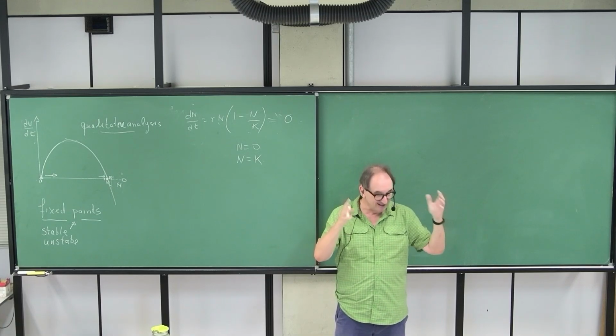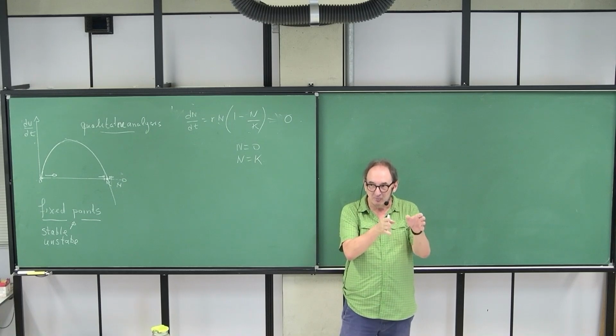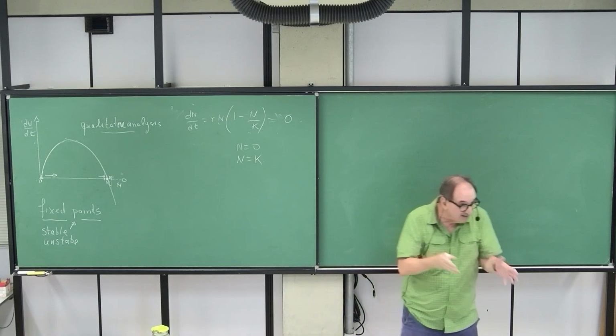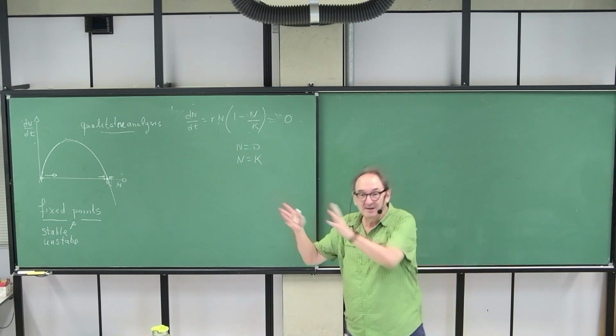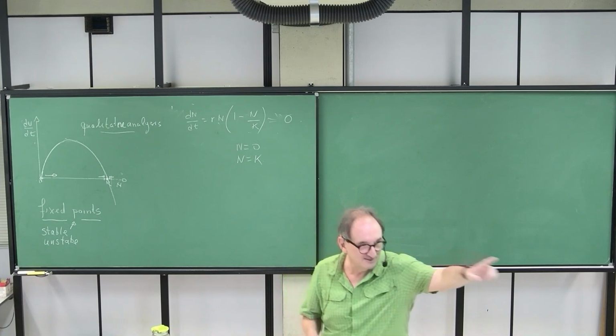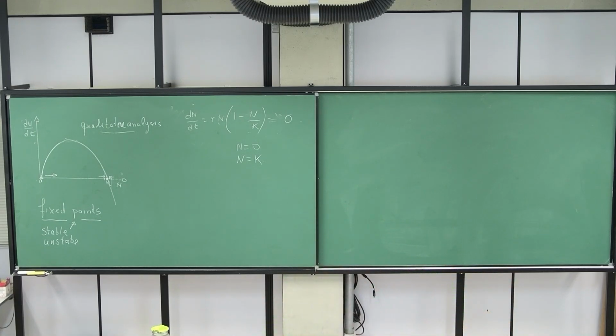So the idea is: what are the situations where the population is not viable if it's small, but viable if it's big? Okay, so first you and then you. There first.